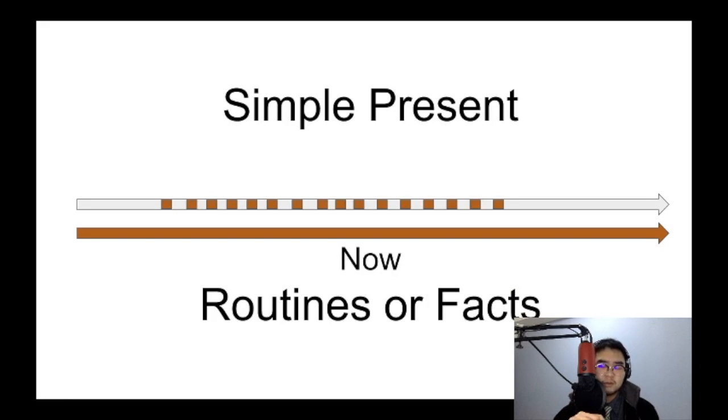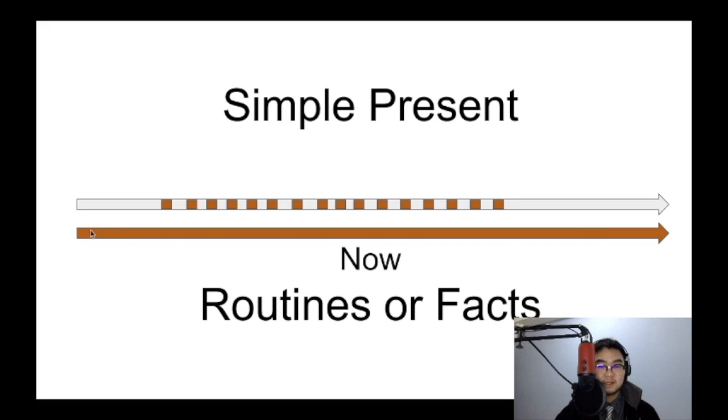For simple present, we often use it to talk about routines or facts. So like schedules and something that happens regularly. So you can see the arrows here. If this is now in the middle, it can happen all over the place. Let's say if I visit my parents once a month, then it can be a habit, right?